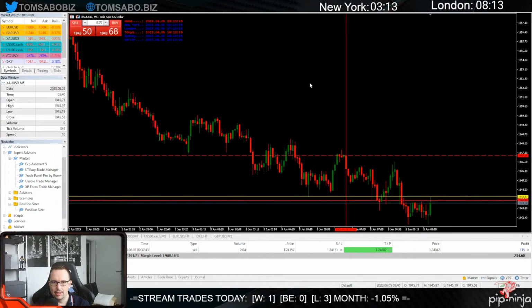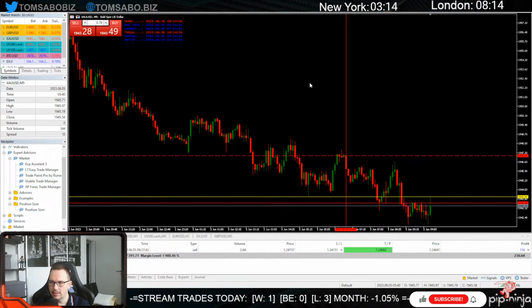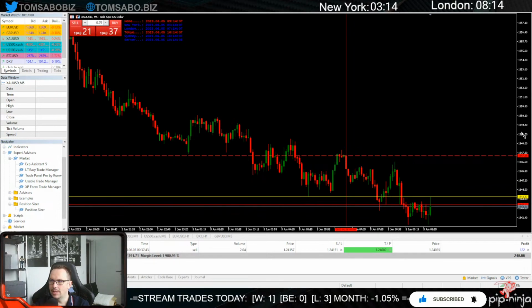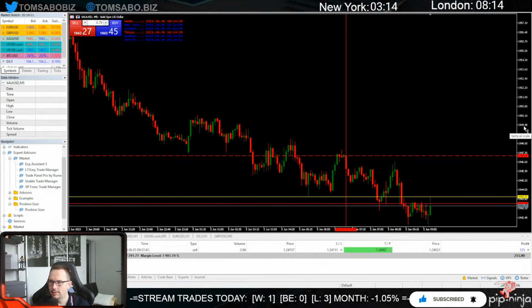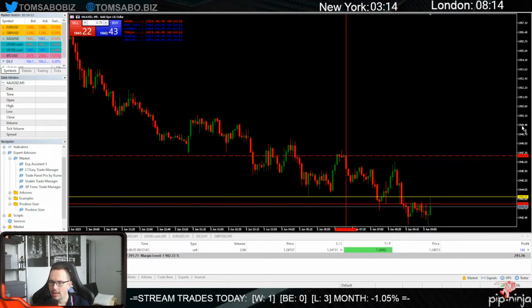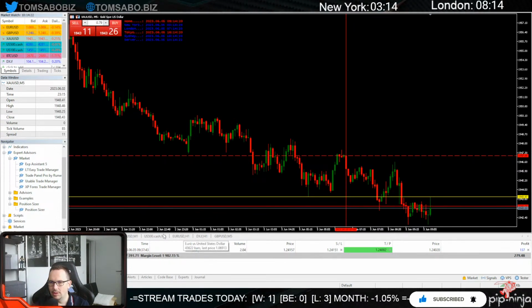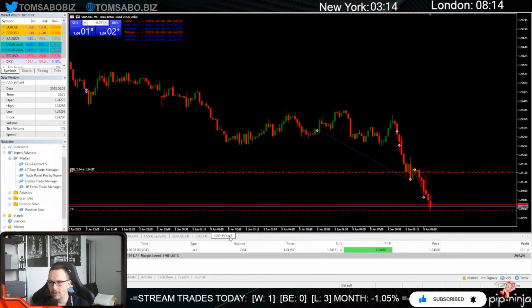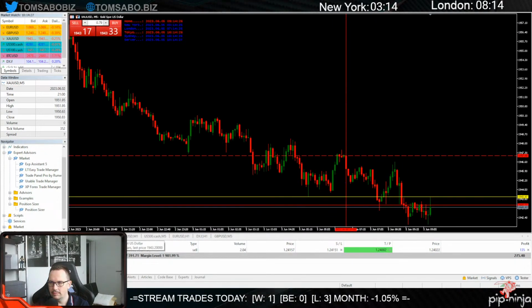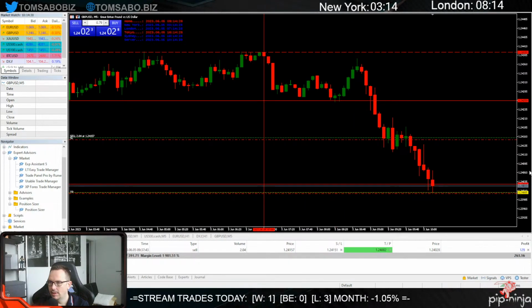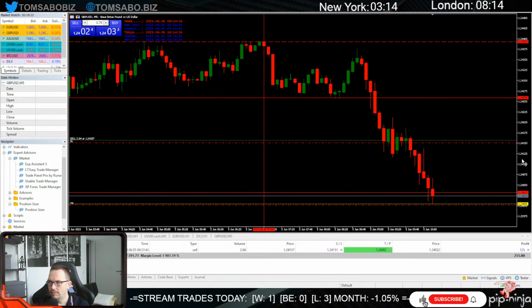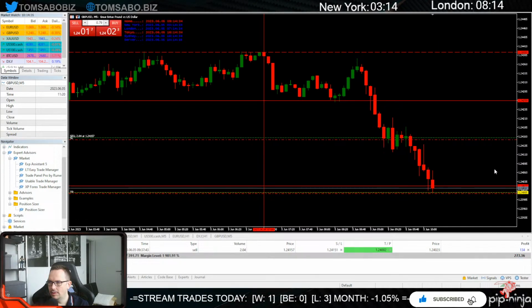Which prop firm did you take these 3 trades on? This is FTMO right now. And this is MetaTrader 5, by the way. I don't really like MetaTrader 5, but I wanted to test out a Trade Manager EA as well. So, yeah, I took MetaTrader 5.